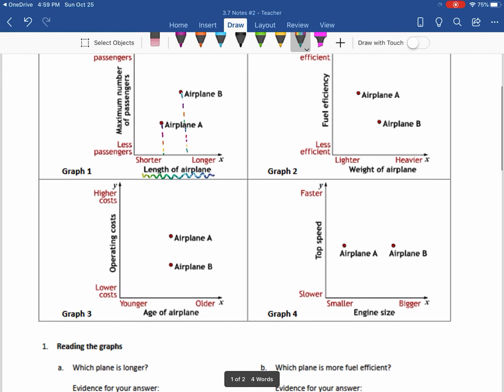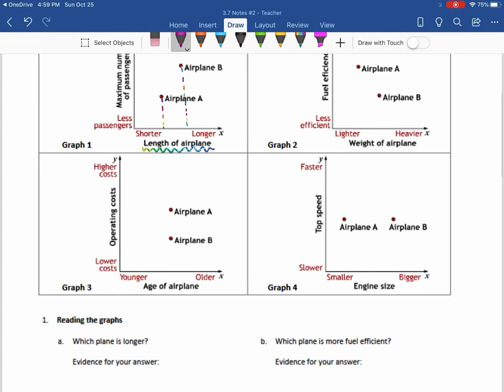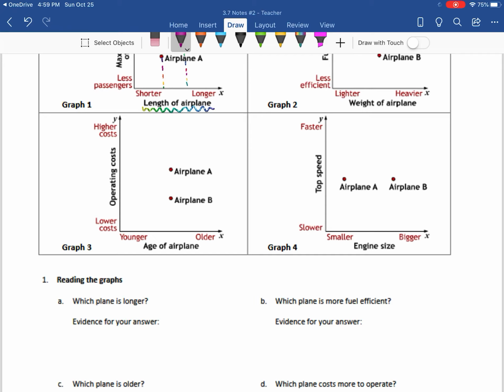So all of those are good explanations for evidence as to how you know airplane B is longer. Okay, so we can say airplane B, and our evidence can be, one option for our evidence is, it is closer to longer on the x-axis than airplane A.